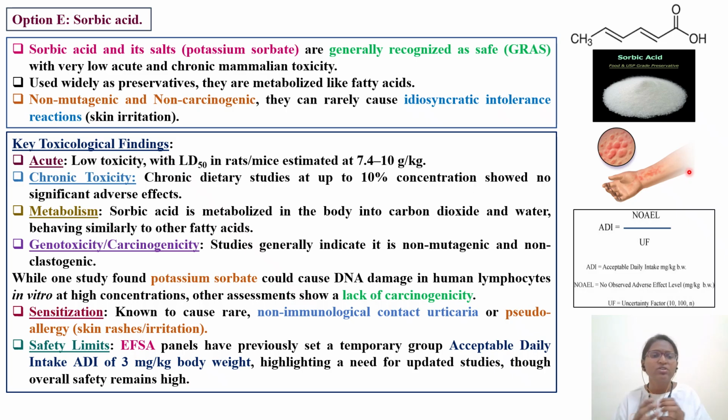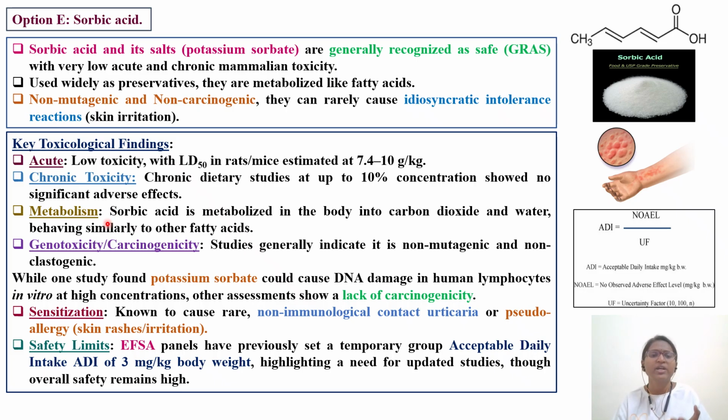What are the key toxicology concerns? It has low acute toxicity. If you see the LD50, it is 7.4 to 10 gram per kg. Generally LD50 will be in mg per kg for the oral route. Here it is in grams, meaning up to 7,400 mg per kg. So it is completely low toxic. Coming to chronic toxicity, there can be significant adverse effects, but only at very high concentrations with chronic repetitive administration.